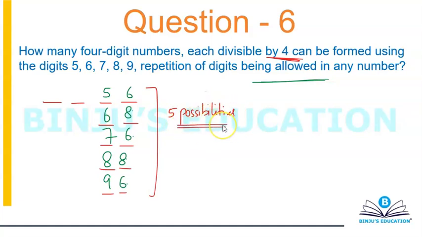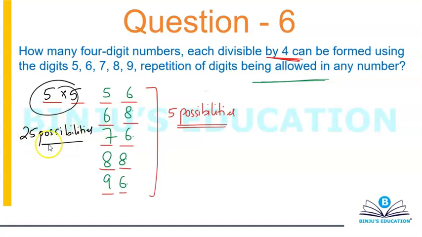Now corresponding to each possibility, we just need to figure out that at the first two positions how many numbers can we have. So for the first position you can have either of the 5 numbers because repetition is allowed, and for the second you can again have either of the 5 numbers. So that is 25 possibilities. So we will have a total of 125 cases.